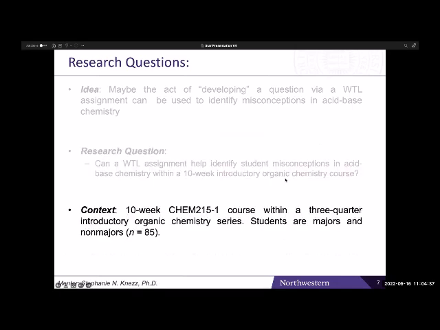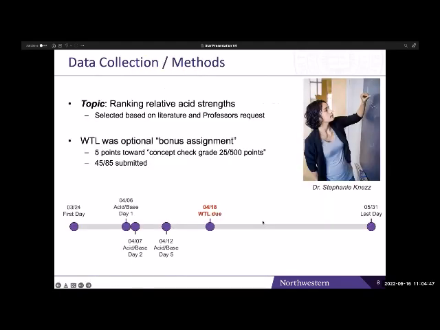This was in Dr. Nez's course. It was a 10-week course. It's the first of 3 quarters of an organic chemistry series, and the students were majors and non-majors, and there were 85 of them. So the topic, again, was ranking relative acid strengths, and this was selected based on the literature, common things that students have trouble with in organic chemistry, and also by Dr. Nez, who has seen that her students have struggled with this in her classroom.